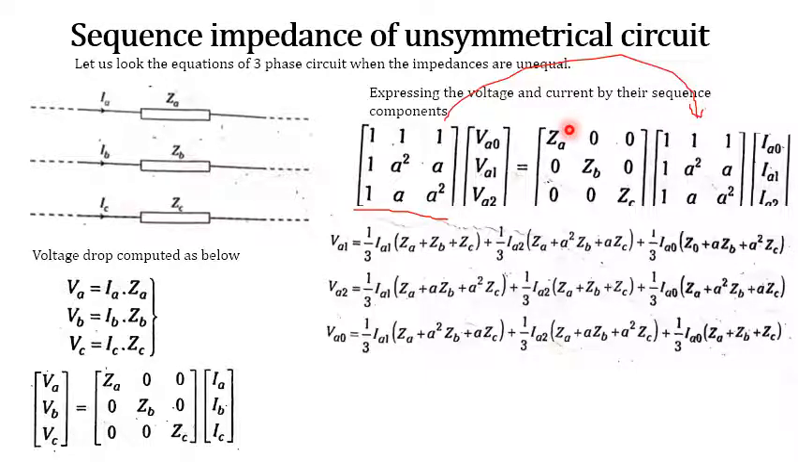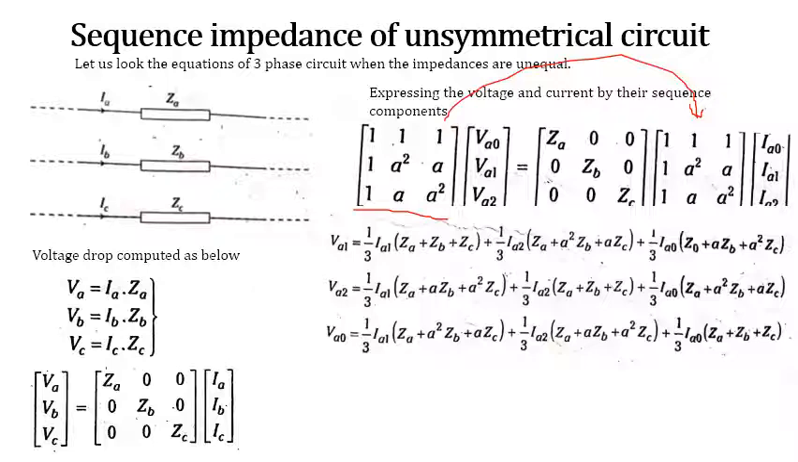So finally, VA1 is 1 by 3 times of IA1 (ZA + ZB + ZC) plus 1 by 3 times IA2 (ZA + A square ZB + A ZC), and 1 by 3 times of IA0 (ZA + A ZB + A square ZC). So similarly, we get VA2 and VA0.